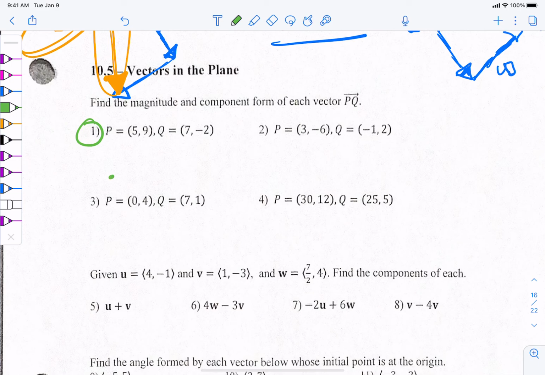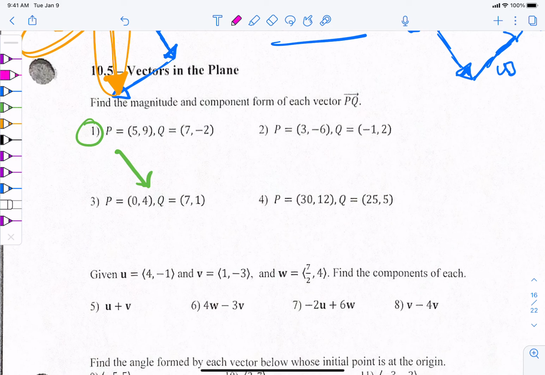So we're starting at 5, 9 and going to 7, negative 2. So we're going this direction. Isn't it 8? Wait a second. We're going down this way. You don't have to graph this. 5, 9 and 7, negative 2 is like down here. Okay? That's what that vector looks like, roughly. We need to find the magnitude.